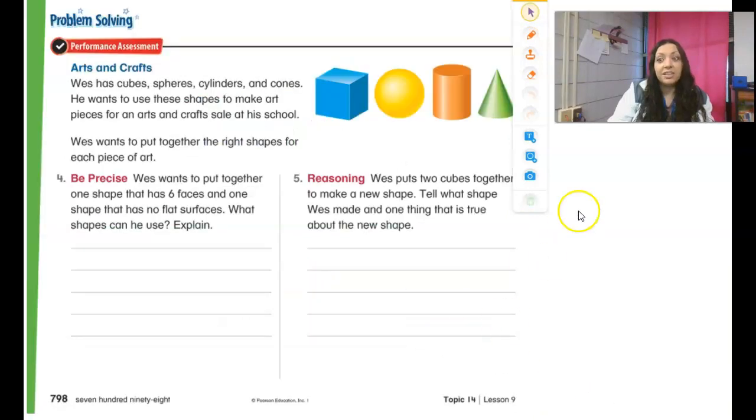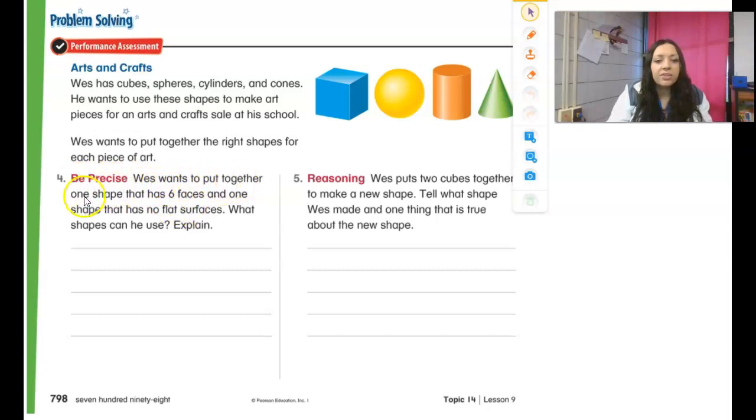Very good. Okay, so this is problem solving, so this is going to be tricky. It says, Wes has cubes. You can see our cubes right here. Cylinders, spheres, and cones. He wants to use these shapes to make art pieces for an arts and crafts show at the school. Wes wants to put together the right shapes for each piece of art. So it's going to give us some clues and we have to figure out what it is, okay?